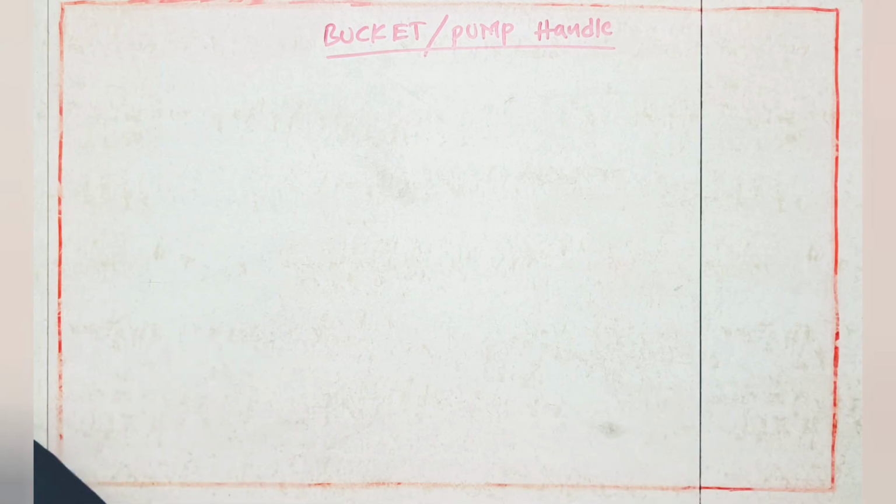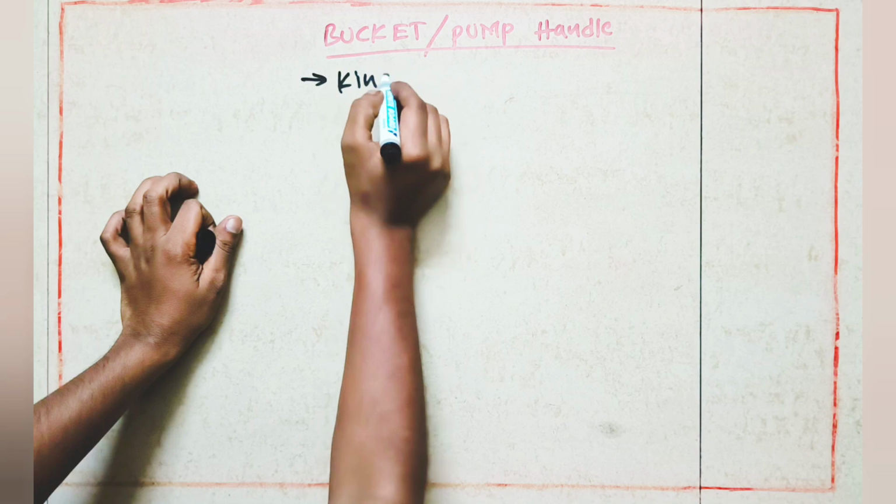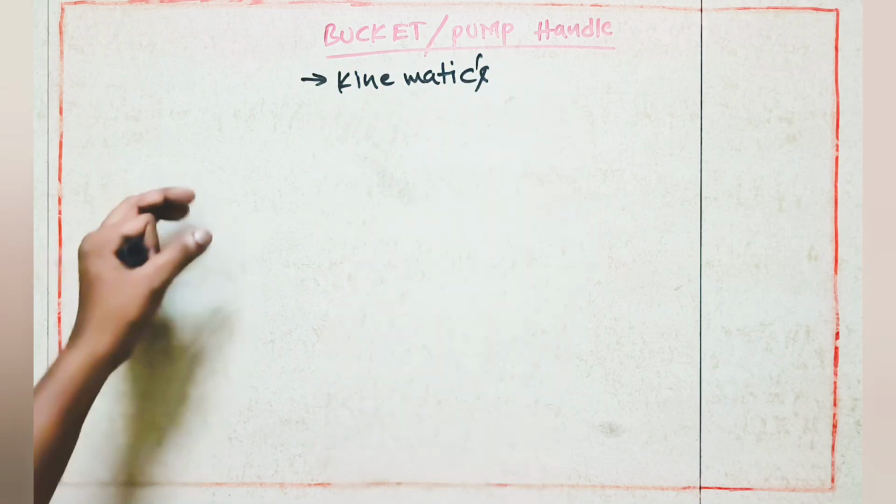Bucket handle and pump handle. Now it is about the bucket handle and pump handle movements of the rib cage, also called the kinematics of the rib cage.